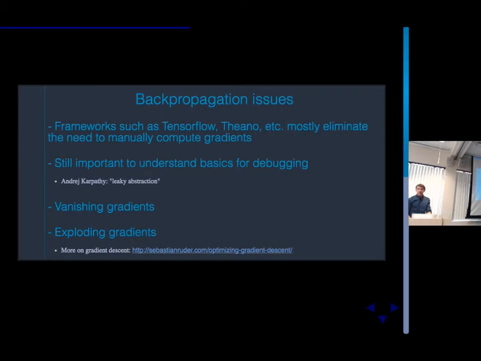So in general, you don't have to worry about this anymore because we have these frameworks like TensorFlow, Theano, some that have already been mentioned, and then there's some others that do automatic differentiation. So you don't need to ever, that's not quite true. Generally, if you're using out-of-the-box stuff, you don't need to compute any gradients yourself. You don't have to do the calculus.